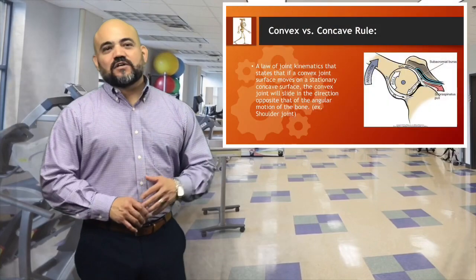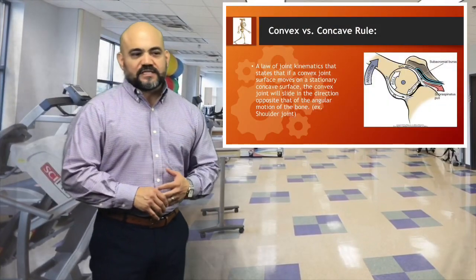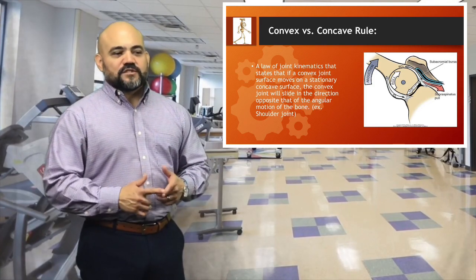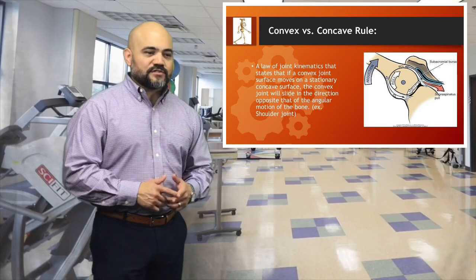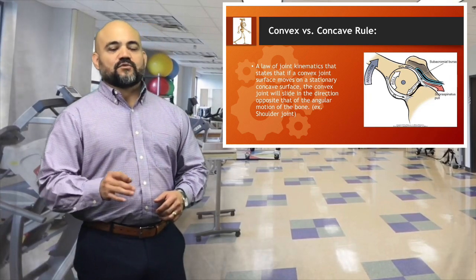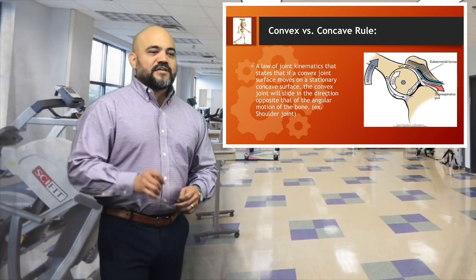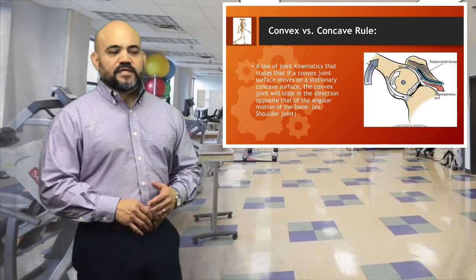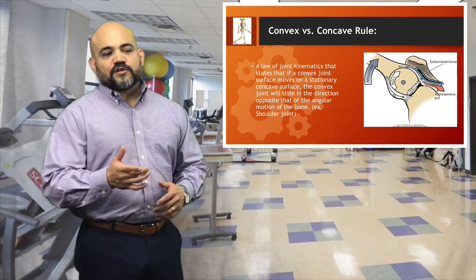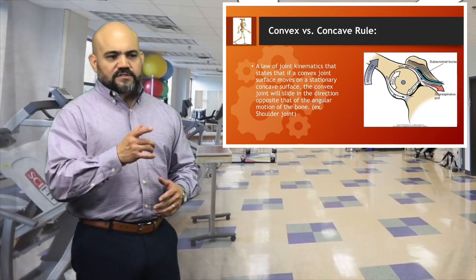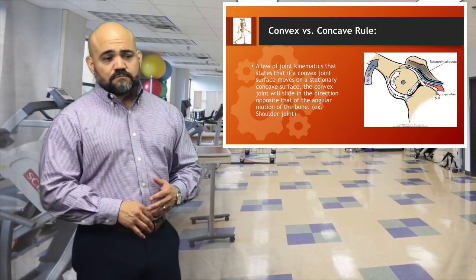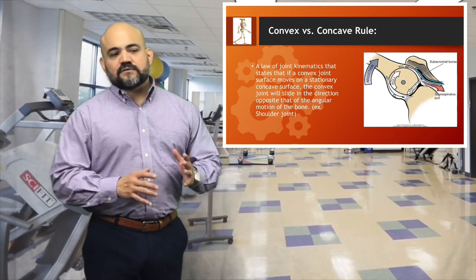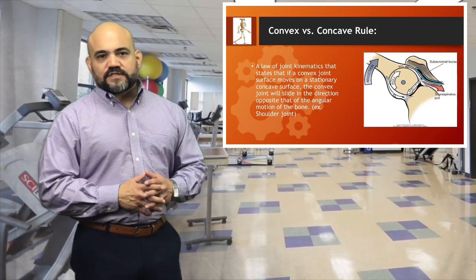Okay, so now that we've covered arthrokinematics, let's jump right into the convex concave rule. It is a law of joint kinematics that states that if a convex joint surface moves on a stationary concave surface, the convex joint will slide in the direction opposite of the angular motion of the bone. An example of that would be the shoulder joint. As you can see in the picture here, it's the anterior view of the right shoulder. As the right humerus moves up into abduction, you can see the head of the humerus roll up and slide down in the joint of the scapula.